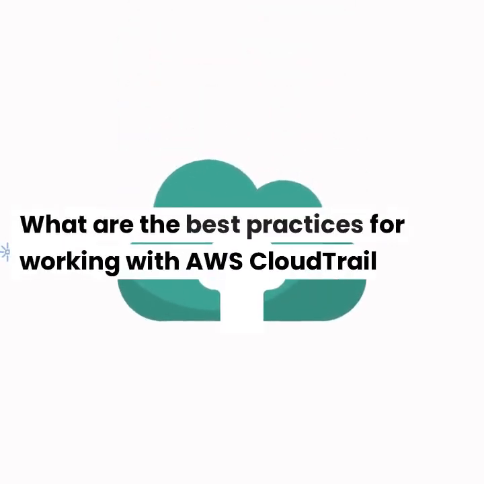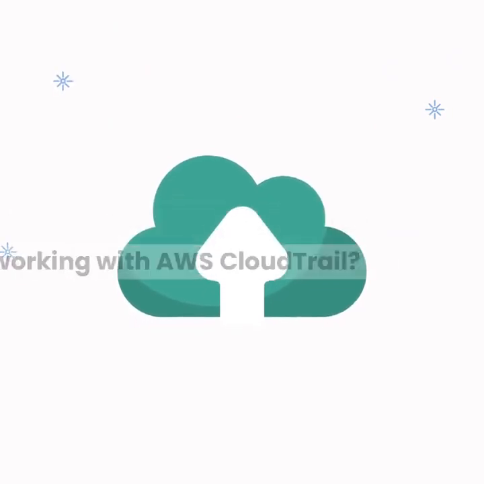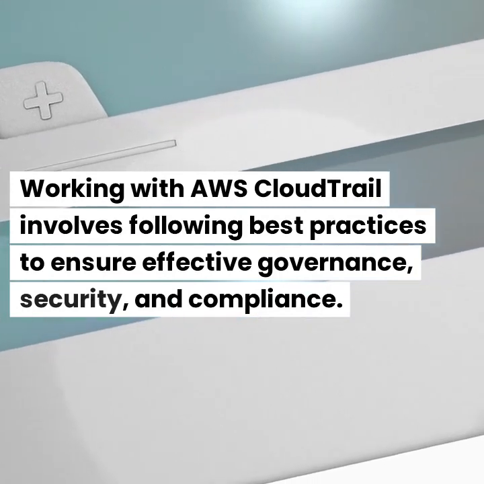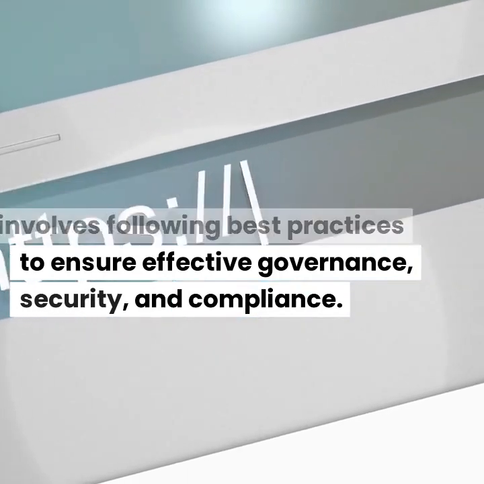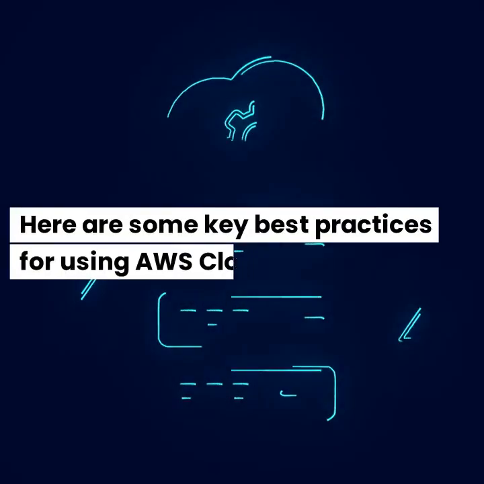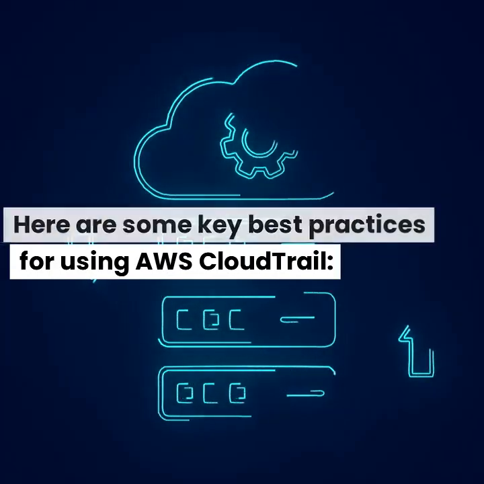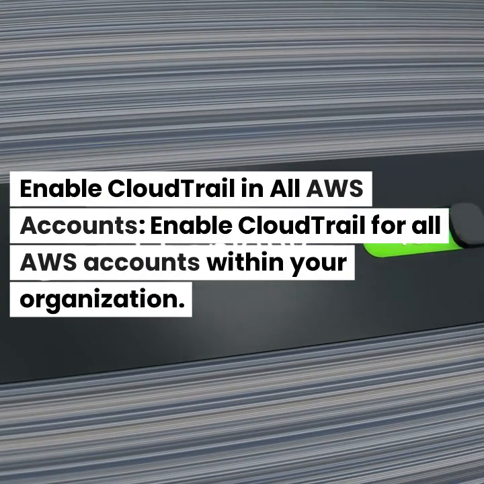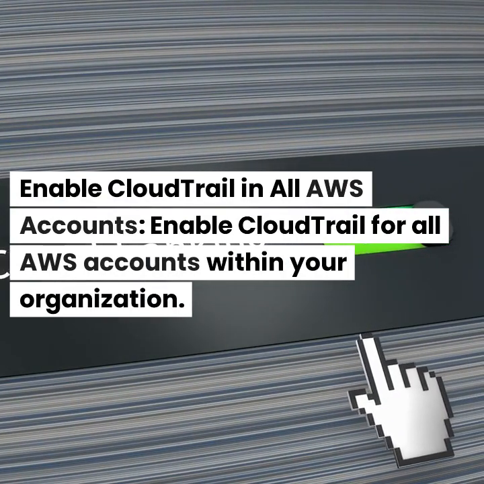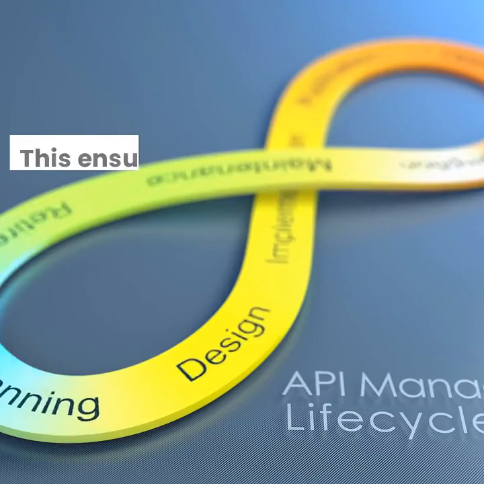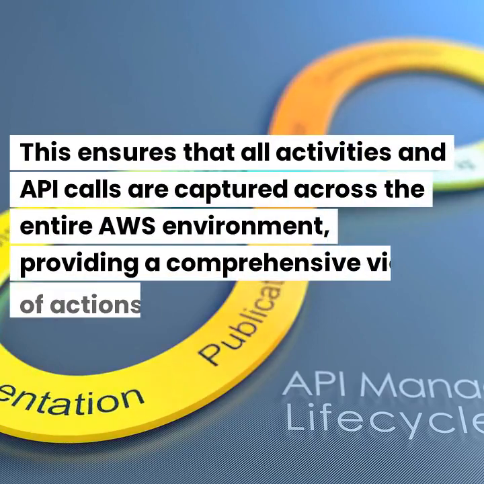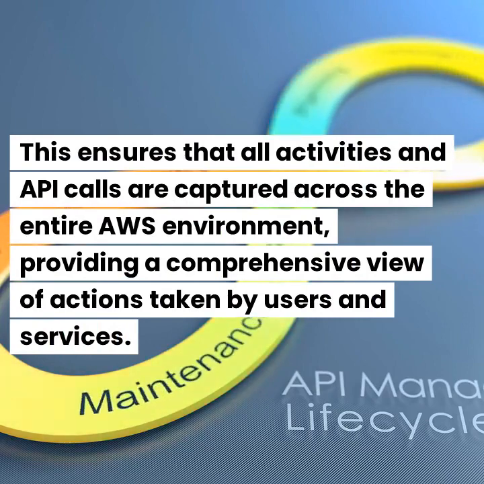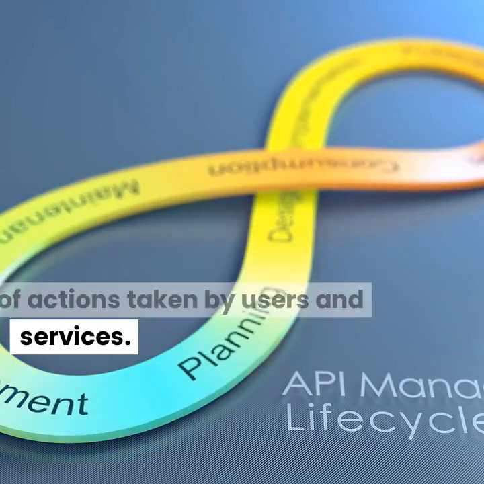What are the best practices for working with AWS CloudTrail? Working with AWS CloudTrail involves following best practices to ensure effective governance, security, and compliance. Here are some key best practices for using AWS CloudTrail. 1. Enable CloudTrail in all AWS accounts. Enable CloudTrail for all AWS accounts within your organization. This ensures that all activities and API calls are captured across the entire AWS environment, providing a comprehensive view of actions taken by users and services.